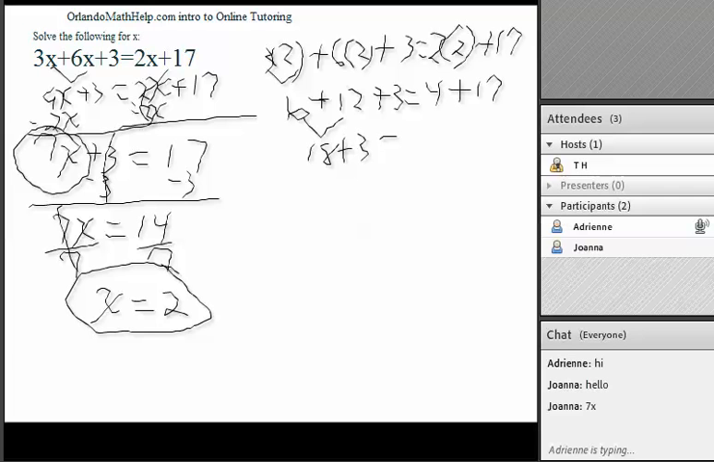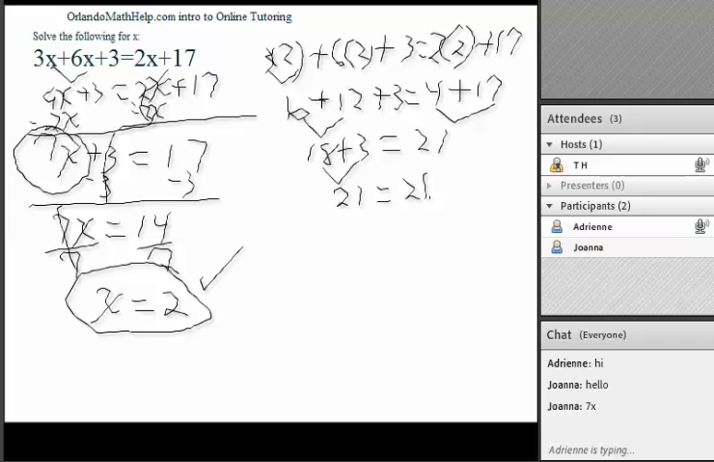And on the other side, that's all we have: 4 plus 17, which is 21. Then we go back to the other side again and finish up that set of addition there. 18 plus 3 is 21, equal to 21. As long as both sides equal each other, like we have there, 21 is equal to 21, we know that we have the correct solution.